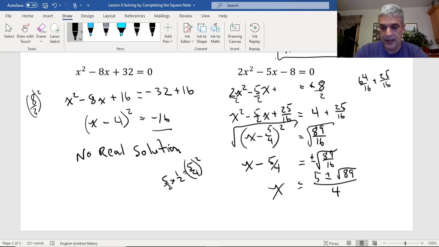It gets pretty tricky. All right, so that's the end of this lesson on completing the square. The good news is the next lesson is a little bit easier when we start using the quadratic formula.